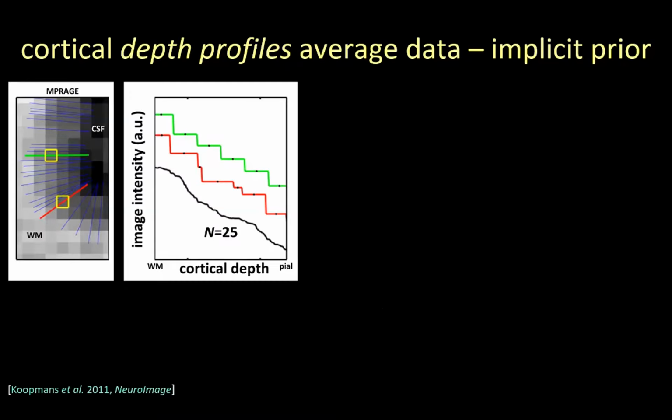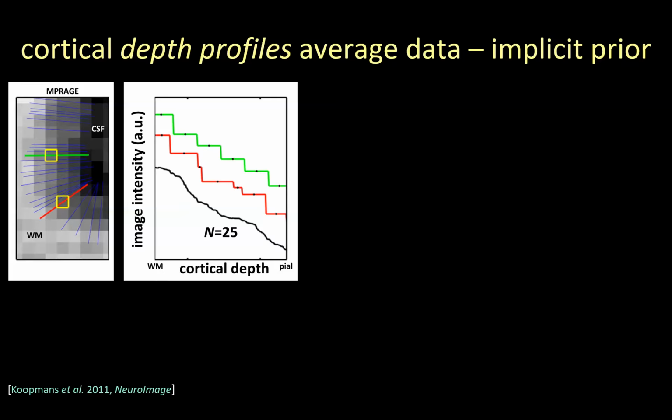Now, what we do in laminar is pretty weird, right? We're generating laminar profiles, generally maybe looking at 20, 25 depths across the cortex, with voxels where there may be only 2 or 3 unique voxels that span the cortical thickness. And you can see here, this is again from Peter Koopmans, if he made the profile through this green line, we see this kind of stair-steppy profile of intensities.